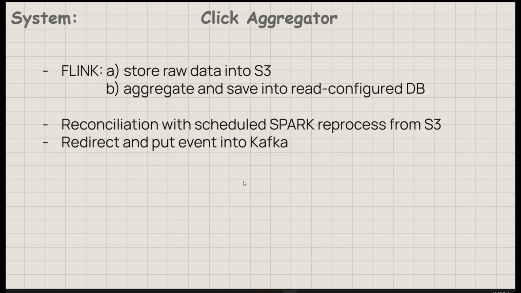Key features of Click Aggregator are: first, it uses Flink for two purposes: storing raw data in S3 and aggregating data for near real-time results. Second, it performs reconciliation using a cron task in Spark, which carefully processes raw data from S3. Third, it redirects calls to an advertisement service with a 301 status code and sends an event to Kafka.